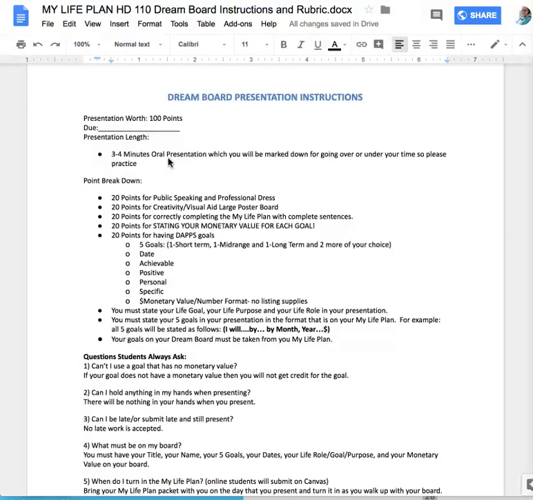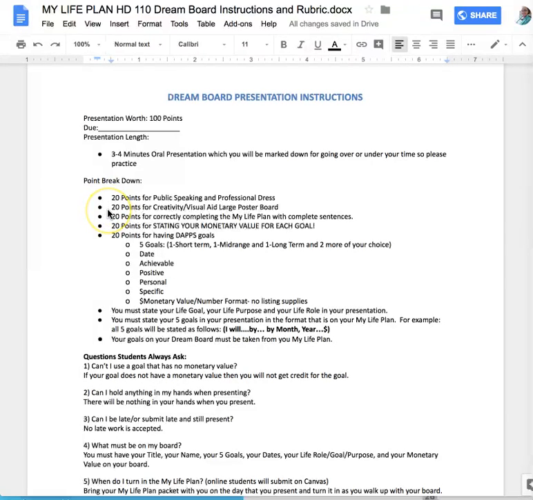Your point breakdown is as follows. You will earn 20 points for public speaking and professional dress. This means business interview attire. So ladies and gentlemen, this means a blazer and a collared shirt. Ladies, if you would like to wear a professional business suit dress, that is acceptable.